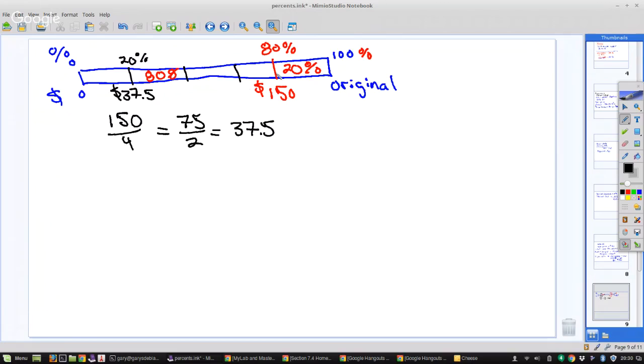Right, 20, 40, 60, 80, 100. 4 of those chunks give me the 150. So that means I'm just missing a chunk of 37.50. So the original price must be 150 plus that 37.5. So adding those up, I get 187.5.